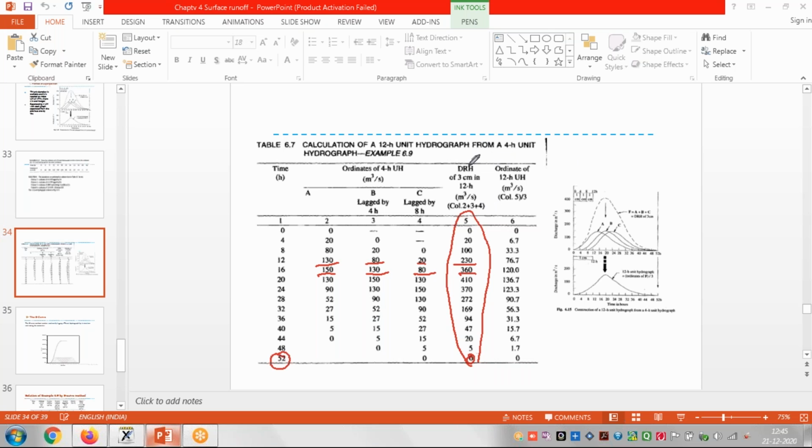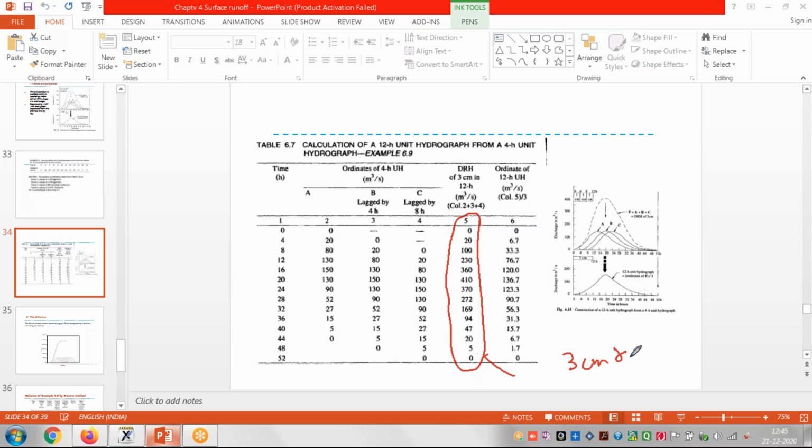Now we have got this 12-hour ordinate, but this is because of 3 centimeter rainfall. What is my point? This is because of 1 centimeter, again this is because of 1 centimeter, and this ordinate is again because of 1 centimeter. So this ordinate is because of 3 centimeter rainfall. Is this okay? My point is clear, what I'm going to say.